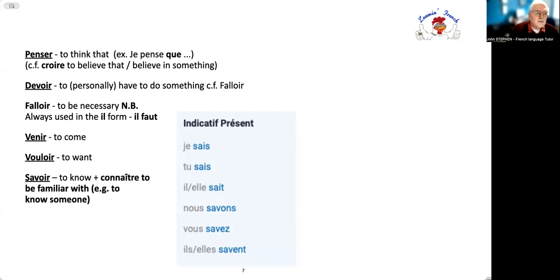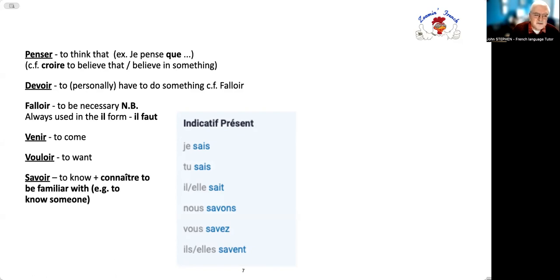But if you think of connaître more as to be familiar with, as in I'm familiar with something or someone, then you will hopefully be able to make the distinction more easily. Savoir is to know something or to know a fact, to know about something, but this does not suggest familiarization. In other words, to have personal experience of.